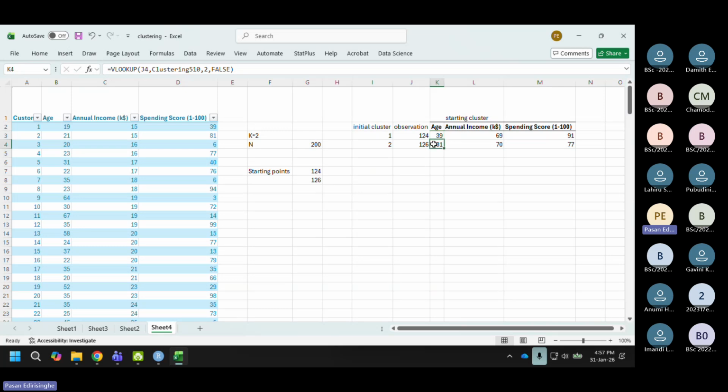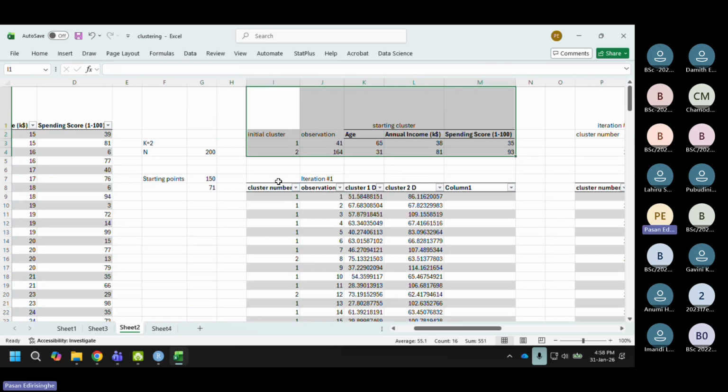I'm asking to generate all these. So the only change is which column you're looking at: column 2, 3, and 4. So we can gather these observations as my centers. These are my initial centers. I randomly pick two observations as my centers.